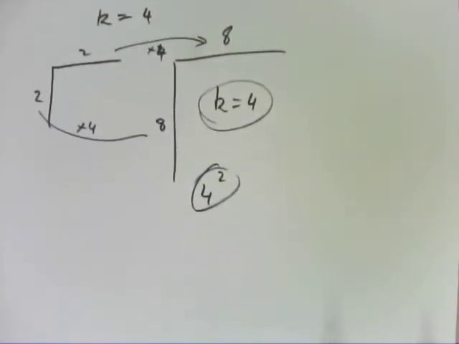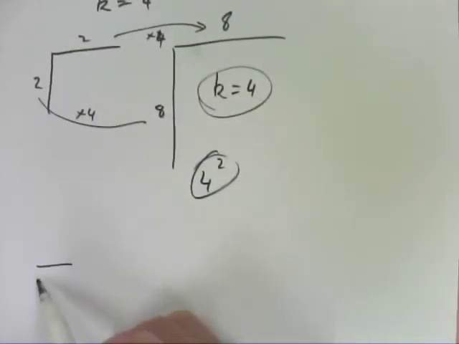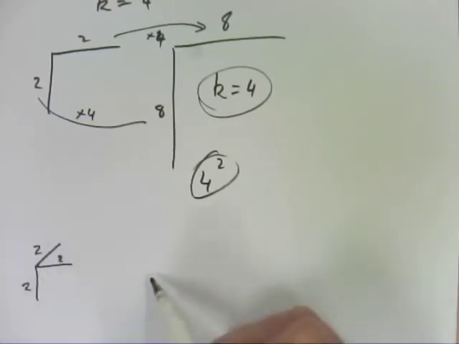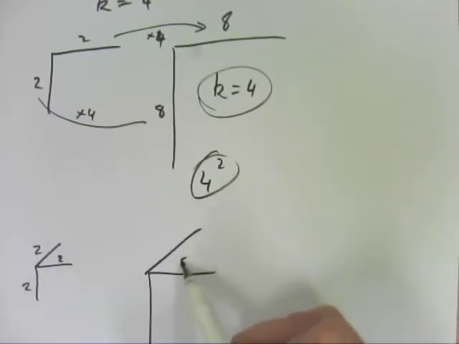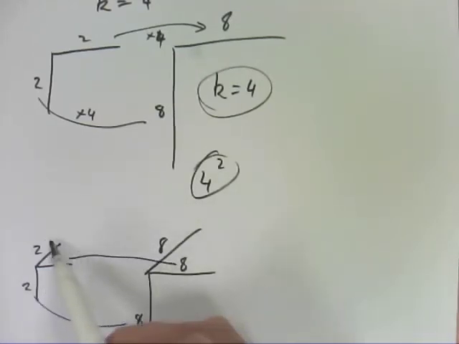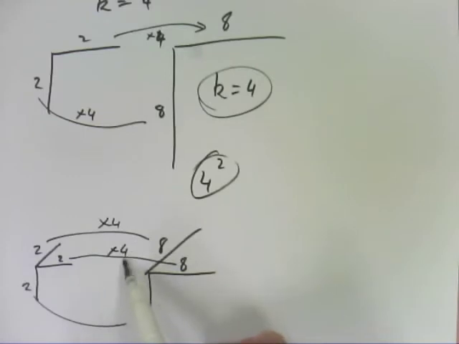And the same thing happens in 3 dimensions. If we're going from 2, 2 and 2 in 3 dimensions to 8, 8 and 8 in 3 dimensions, then we're doing it 3 times, which means my scale factor for volume is actually 4 cubed.